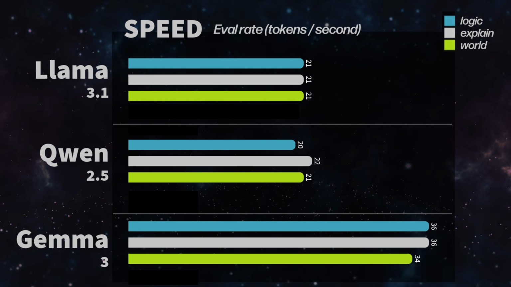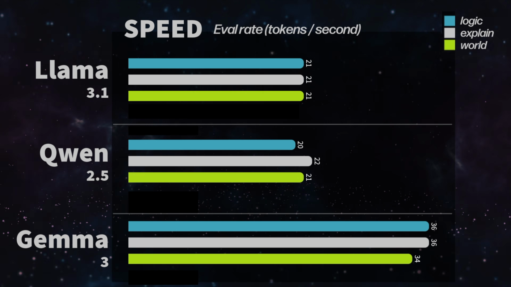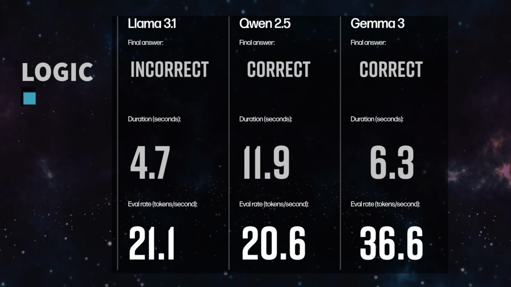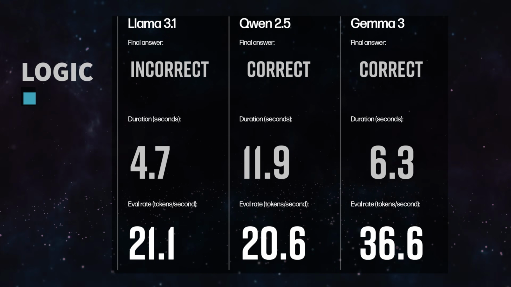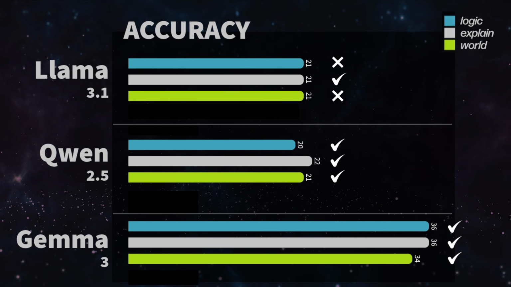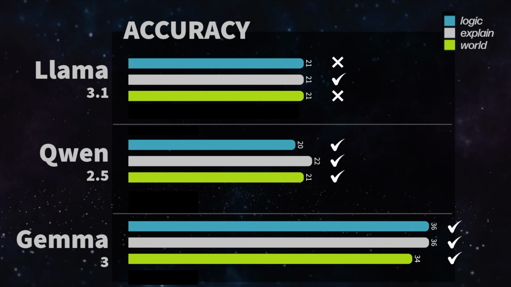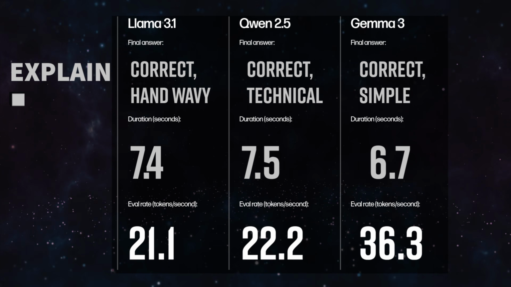First, speed. Gemma was the fastest with the highest tokens per second. Qwen and Llama were slower, but still very usable. No one cares about speed if the answer isn't right. So did the models actually solve the problems? Llama, no, not consistently. Qwen, consistently, yes. Gemma, also consistently, yes. Here, accuracy is table stakes. If it's not correct, nothing else matters.